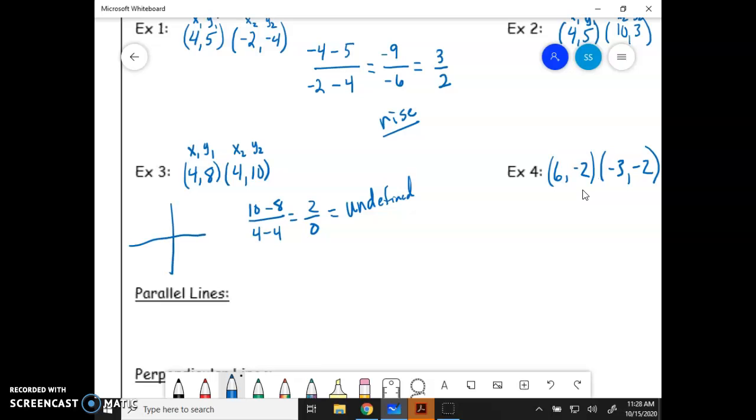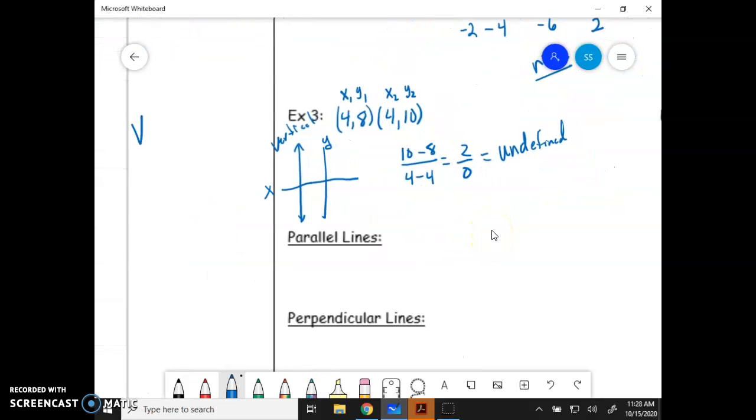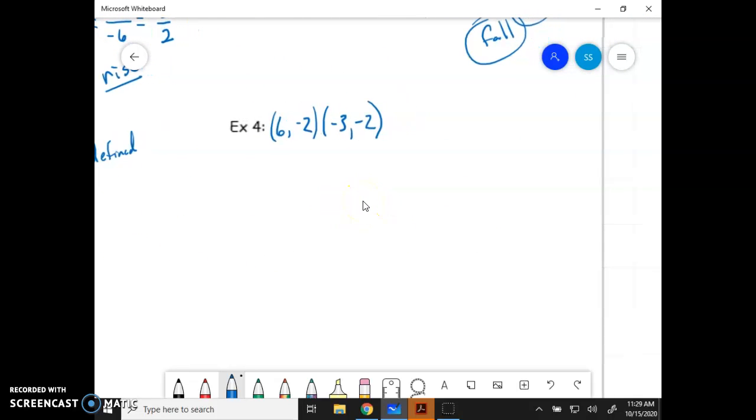If I have my x and y axes, a vertical line like this. Vertical lines are undefined. Let's write that off to the side here. Vertical lines, or their slopes, are undefined. All right, last one I think we'll do for today is this one here.